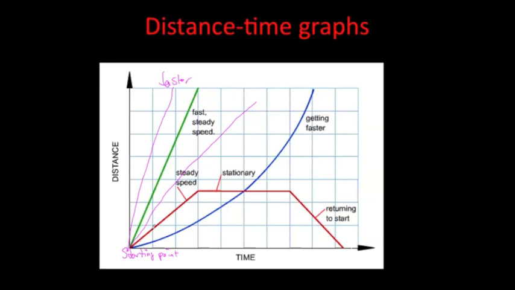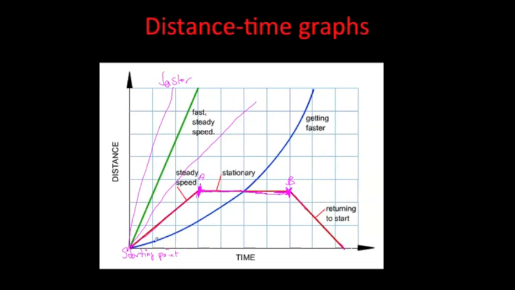The red graph line indicates an object or person that is moving at a steady speed away from the start point up until this moment in time right here. At this point, this object or person stopped and sat there for a few seconds or a few minutes, depending on what measurement of time we're using. Then at point B in time, the person started going back towards their starting point.